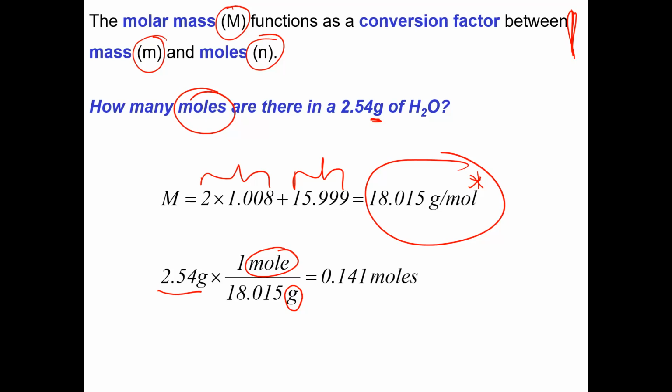So I know that in every 1 mole there are 18.015 grams of water. This will cancel out the grams when I multiply by this conversion factor, leaving me with moles, and I rounded my answer to 3 significant figures because the 2.54 has 3 significant figures. This answer makes sense because I've only got 2.54 grams, which is a lot less than 18, so I should have less than 1 mole of water.